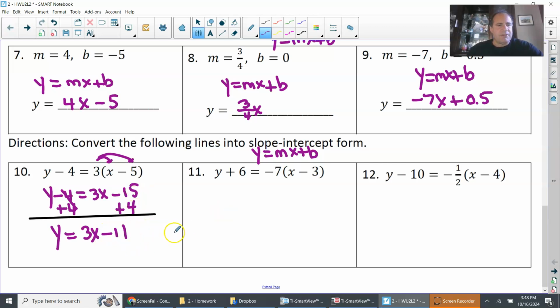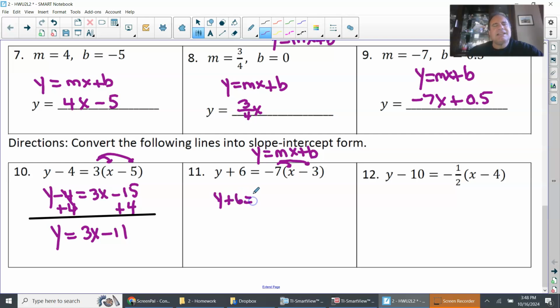You'll get negative 11. It does not say it wants the slope or the y-intercept. So I'm just going to leave that as my answer. It's converted into slope-intercept form. We're done. Again, right here, just be careful when you distribute a negative. This is a negative 7, so just be careful.